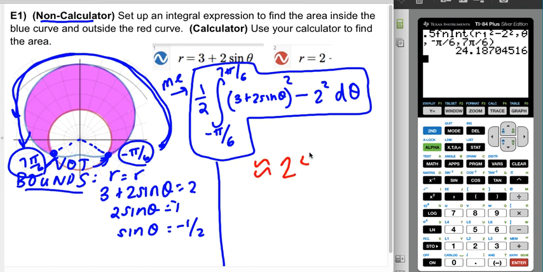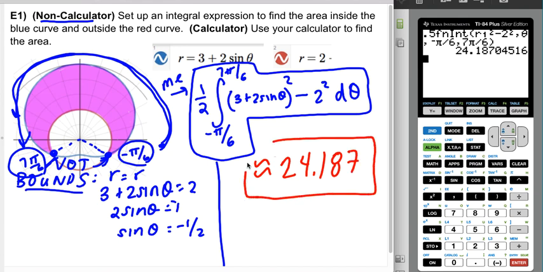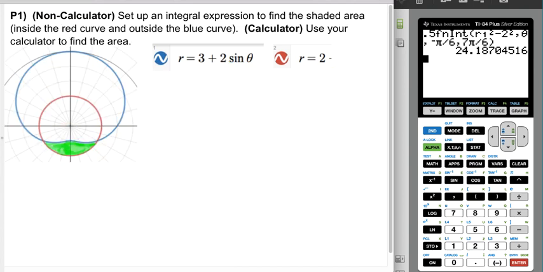So I end up getting that this is 24.187, right? And that's the part that I make my calculator do. So I do all the other stuff, and then my calculator just types numbers. I still have to know how to put stuff in my calculator, obviously.